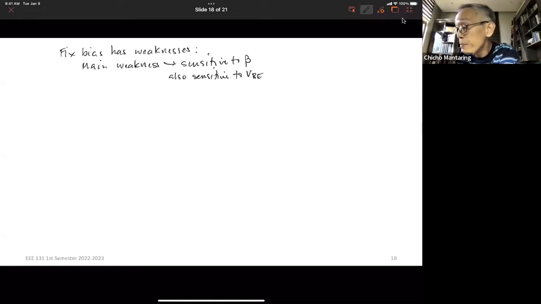The other one, the VBE, the cut-in voltage, also differs from transistor to transistor. So that also affects our Q point. And by the way, these values also change with temperature. Beta and VBE change with temperature.